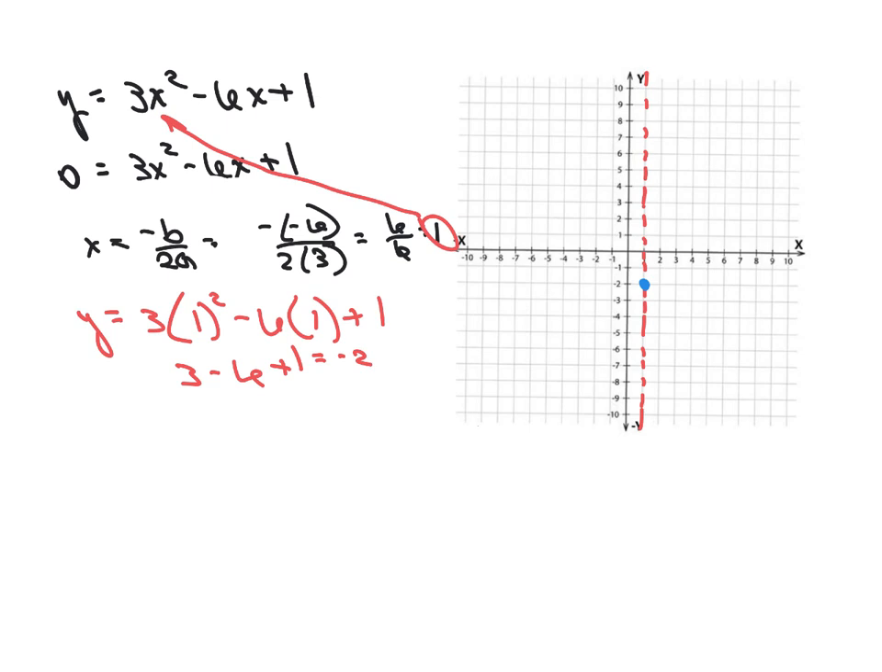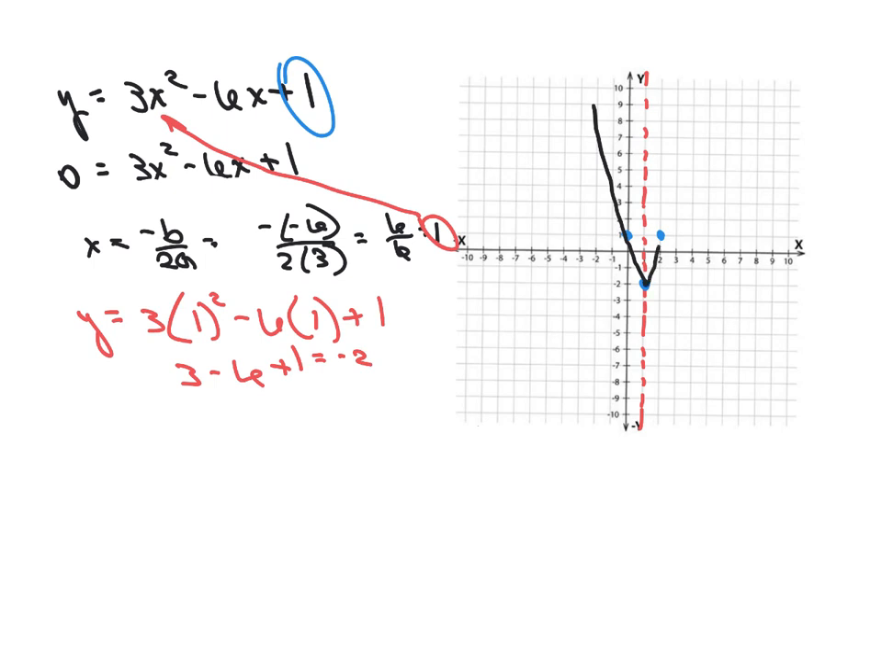Now I also want to find out where it crosses the y-axis. It crosses the y-axis right here. And again, I know that I'm going to go over the same distance, same height, and it's 1 over from there. So that gives me another point. So right now, for the most part, I have 2 points, 0, 1 and 2, 1. And I also have my vertex, which is 1, negative 2. And that's really pretty much enough in order to graph this.